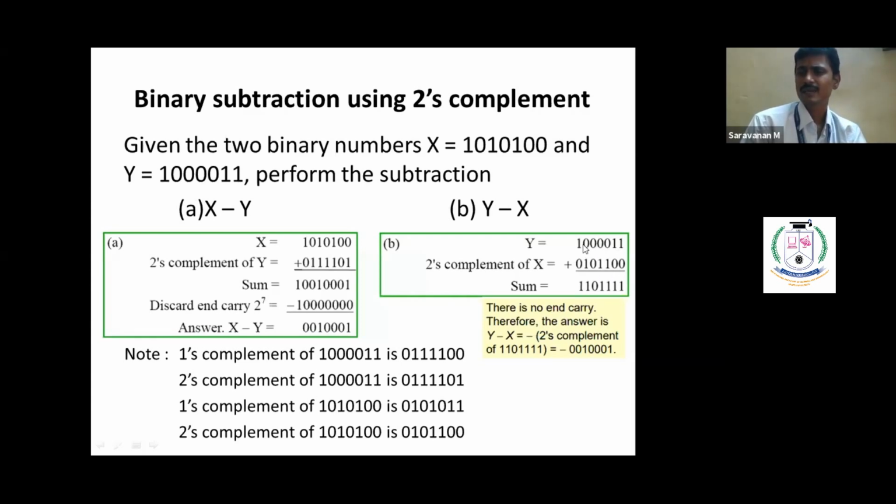Okay. Now here we are subtracting a bigger number from a smaller number. We are not getting any end carry. Okay. If there is no carry, the procedure is like this. Whatever we get here, take the 2's complement of that and apply a minus sign. Remember that whatever we are getting here, take the 2's complement of this. So 2's complement means first take the 1's complement of this. The 1's complement of this will be 0010000. With that add 1 so that we get 0010001. Right? So this is the logic.